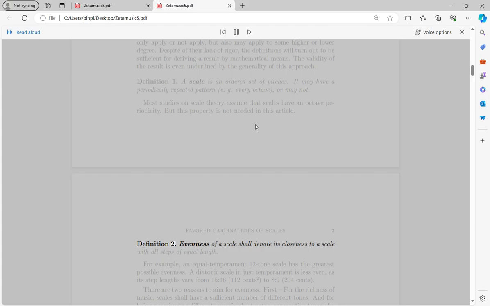Definition 2. Evenness of a scale shall denote its closeness to a scale with all steps of equal length. For example, an equal temperament 12-tone scale has the greatest possible evenness.